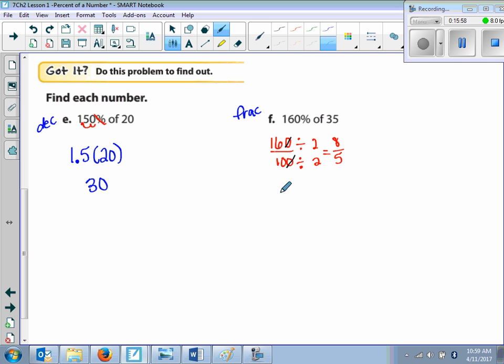So we've got 8/5 times 35, and I'm going to put this over 1. And now, before we multiply, we should simplify. So 5 divided by 5 is 1. 35 divided by 5 is 7. And then when we multiply straight across, 8 times 7 is 56. 1 times 1 is 1. So my final answer is 56. So 160% of 35 is 56.